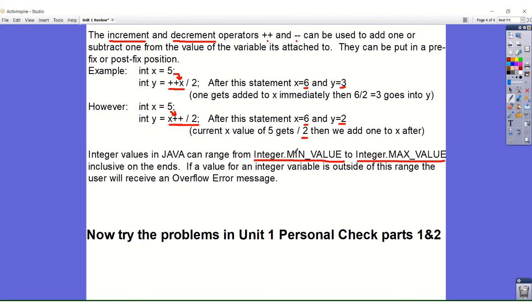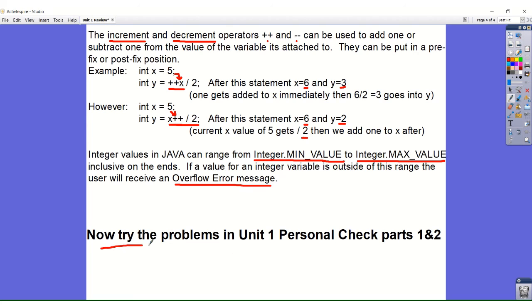If you try to assign a value that is smaller than the minimum possible value or bigger than the maximum possible value, you're going to get what's called an overflow error message. Okay, so it'll tell you that the number that you're trying to use is outside the range of integers. For example, if you did factorials and kept going, you'd eventually get factorials that are so large they'd be bigger than the max value, and therefore they would give you an overflow message.